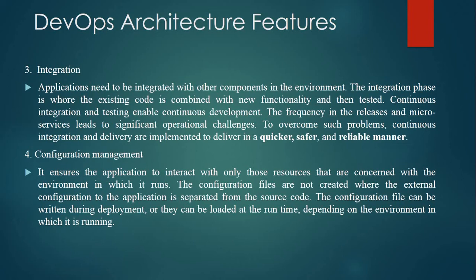Fourth feature is configuration management. It ensures the application interacts with only those resources that are concerned with the environment in which it runs. The configuration files are not created where the external configuration to the application is separated from the source code. The configuration file can be written during deployment or it can be loaded at runtime, depending on the environment in which it's running. Okay, so these four are the features of DevOps architecture.